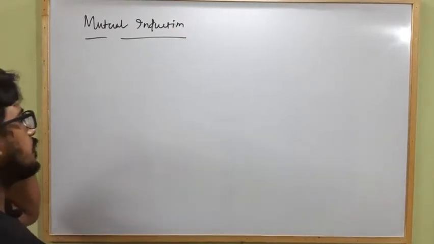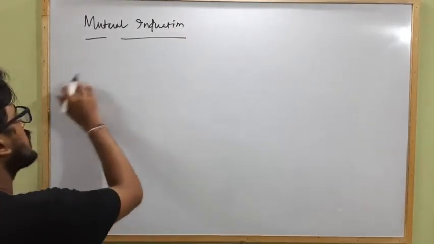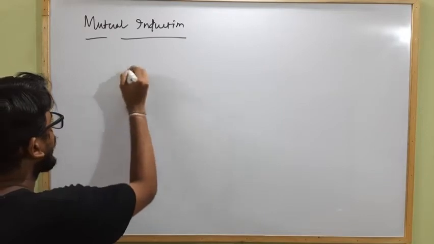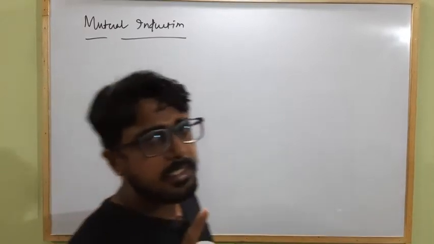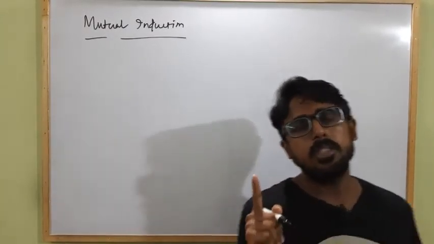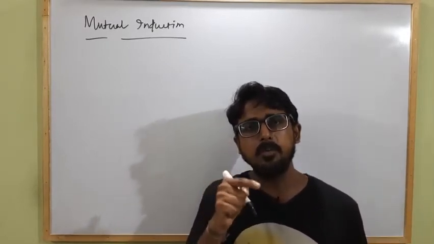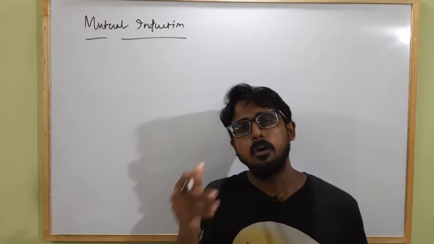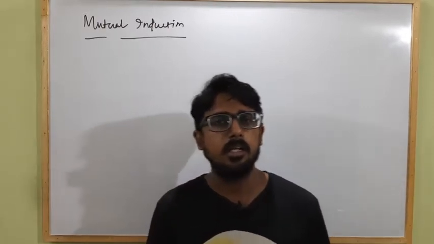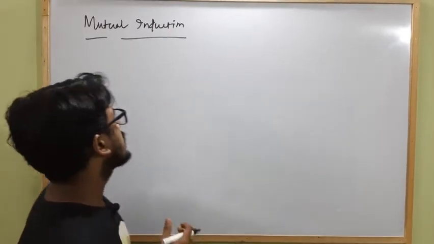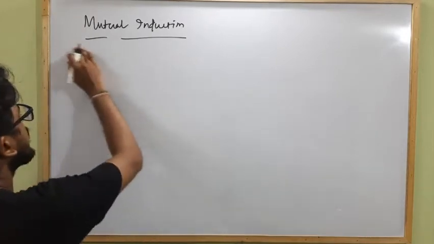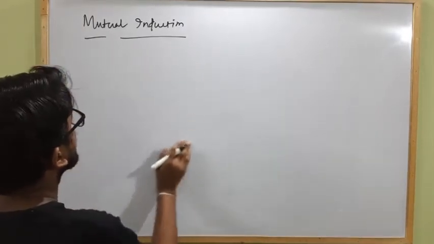In case of self-induction, as we already studied, if there is a single coil within which current starts to flow, it induces an EMF, and due to that EMF it opposes the flow of current within the coil, and that phenomenon is known as self-induction. And what is mutual induction?